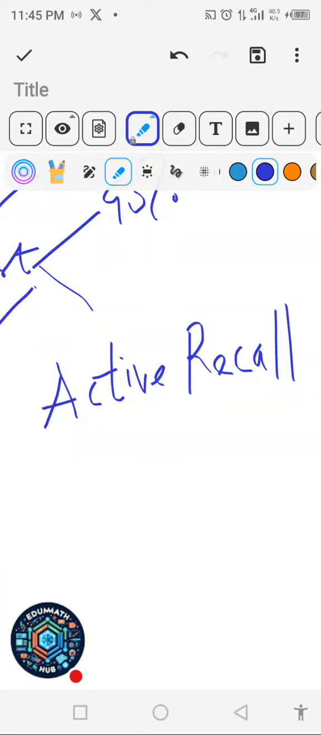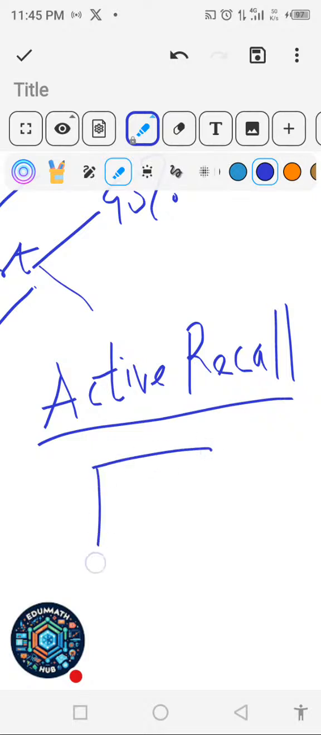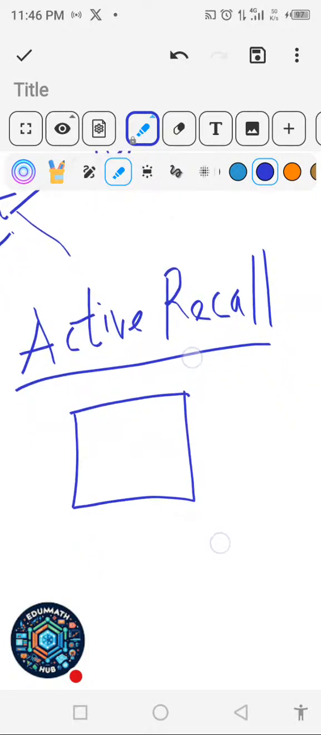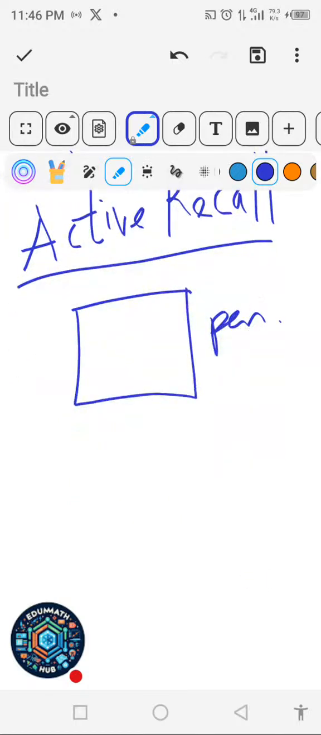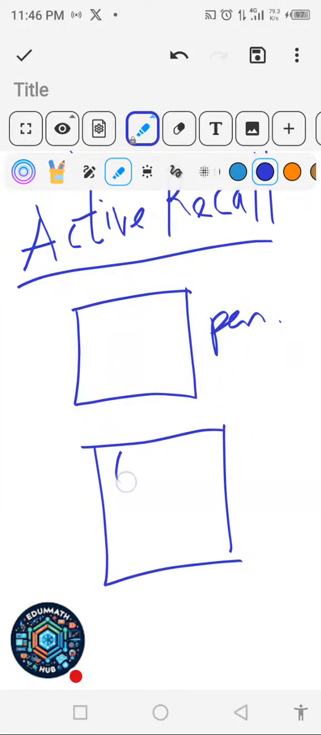Your brain is engaged when you are in a relaxed condition, that's one, and when you are actively involved in that particular thing. So for you to use active recall, you first of all get a small pad and a pen, then you open the textbook you want to read, and go to the chapter first.